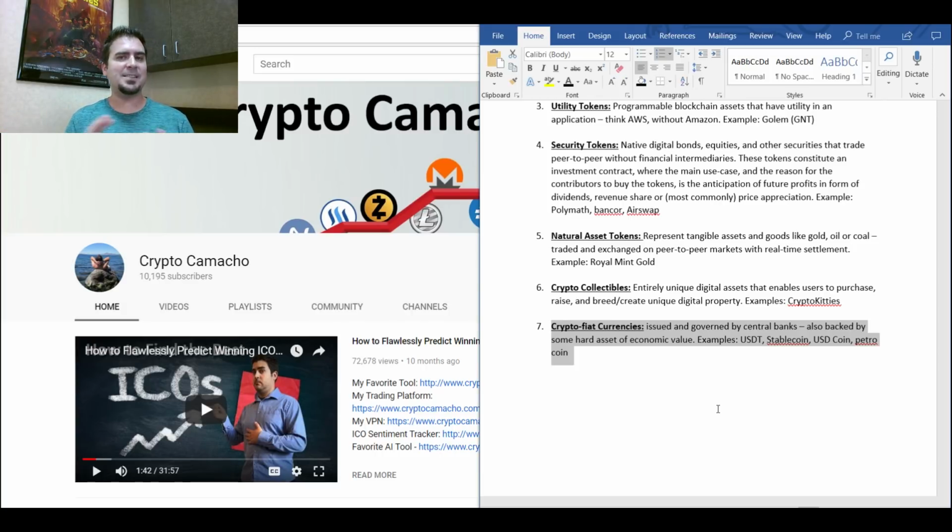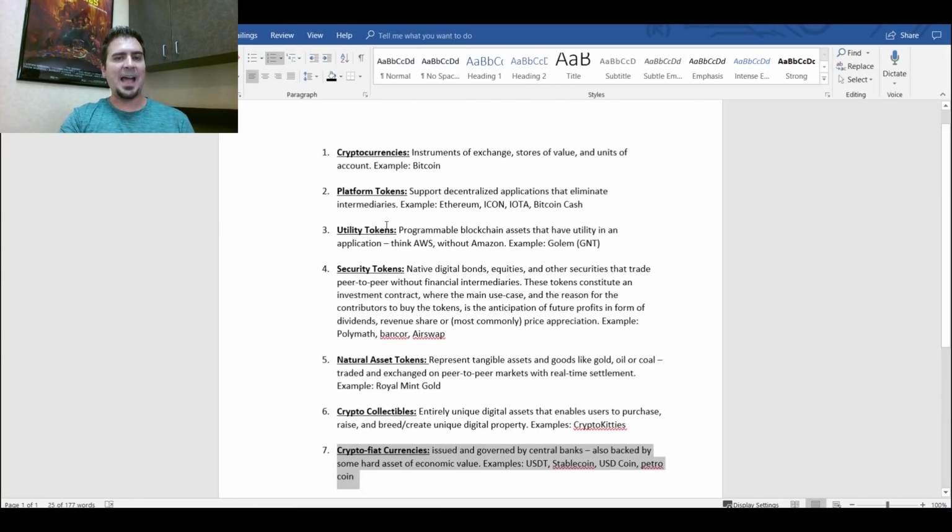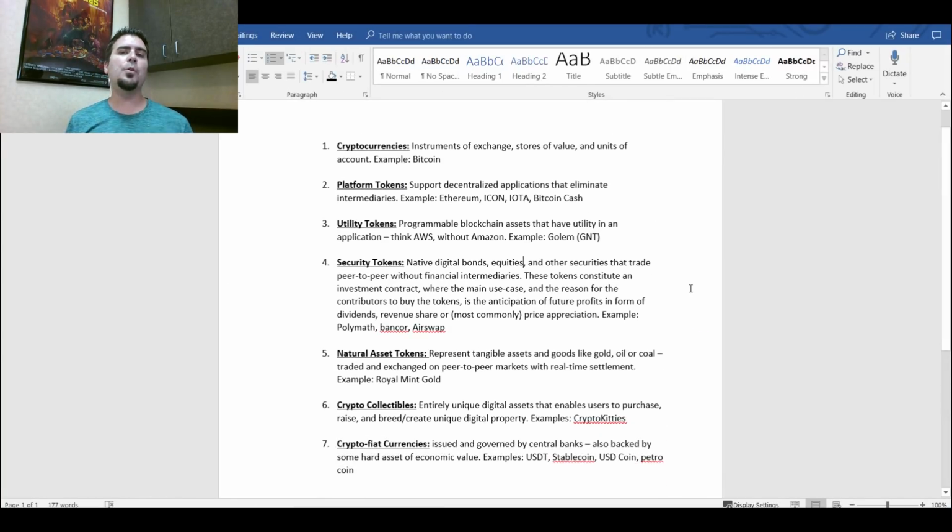So this is an asset class that I would take a very hard look at and watch as time goes on, because it definitely can affect the price of other coins in the markets, okay? So now you guys see that there are many more types of cryptocurrencies than just Bitcoin. There are cryptocurrencies like Bitcoin. There are platform tokens like Ethereum. There are utility tokens like Golem, security tokens, natural asset tokens, crypto collectibles, crypto fiat currencies. And I imagine this list is going to expand over time, but these are the main categories, the main players.